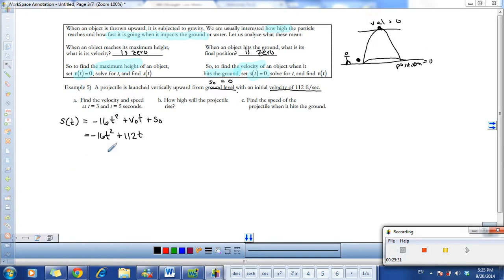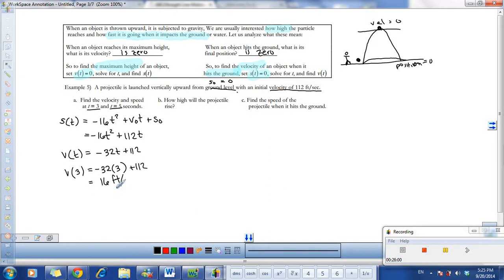So my velocity function will be the derivative of this, which is negative 32t plus 112. It says find the velocity at t equals 3 and t equals 5. So v of 3 equals negative 32 times 3 plus 112. That's negative 96 plus 112, which is 16 feet per second. So my velocity is 16 feet per second when time equals 3.